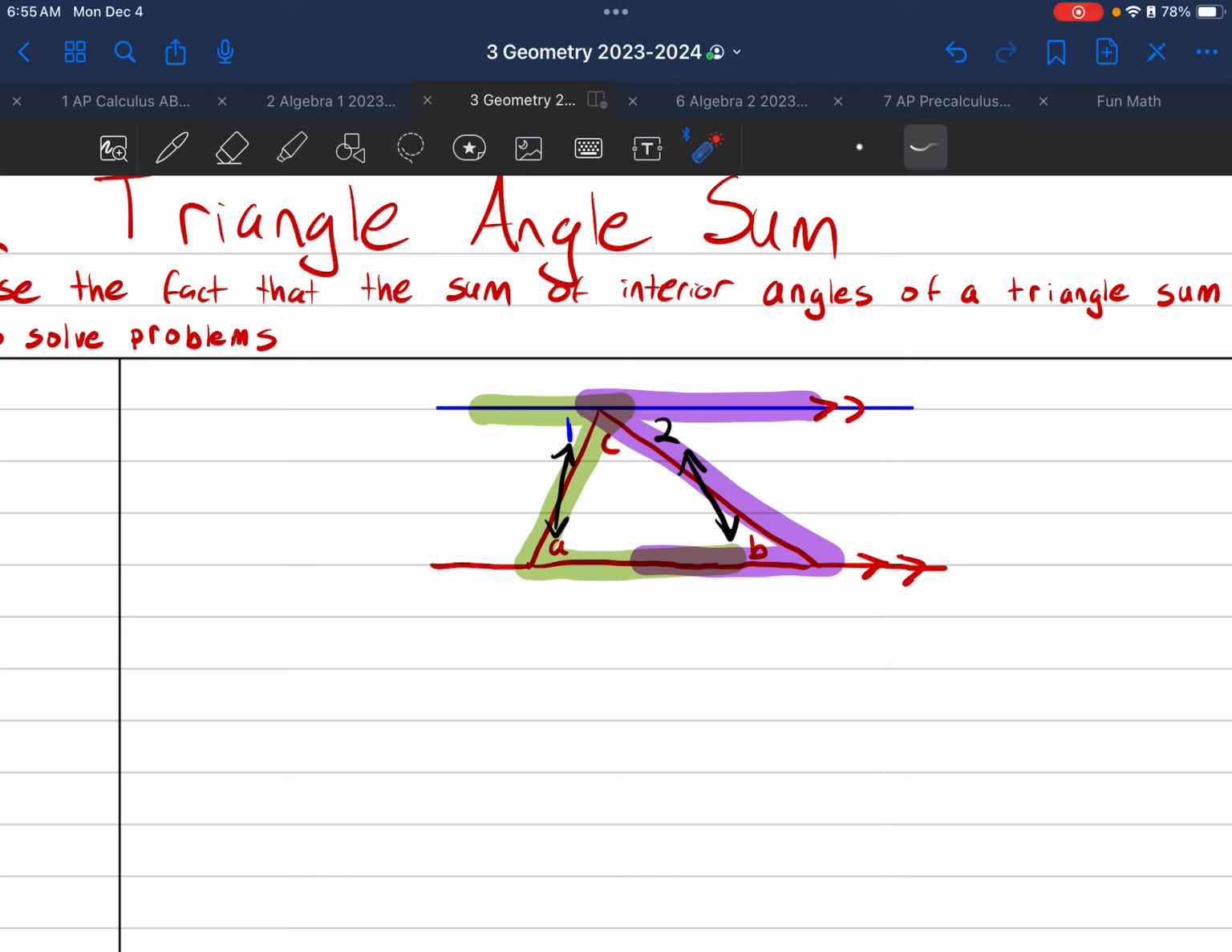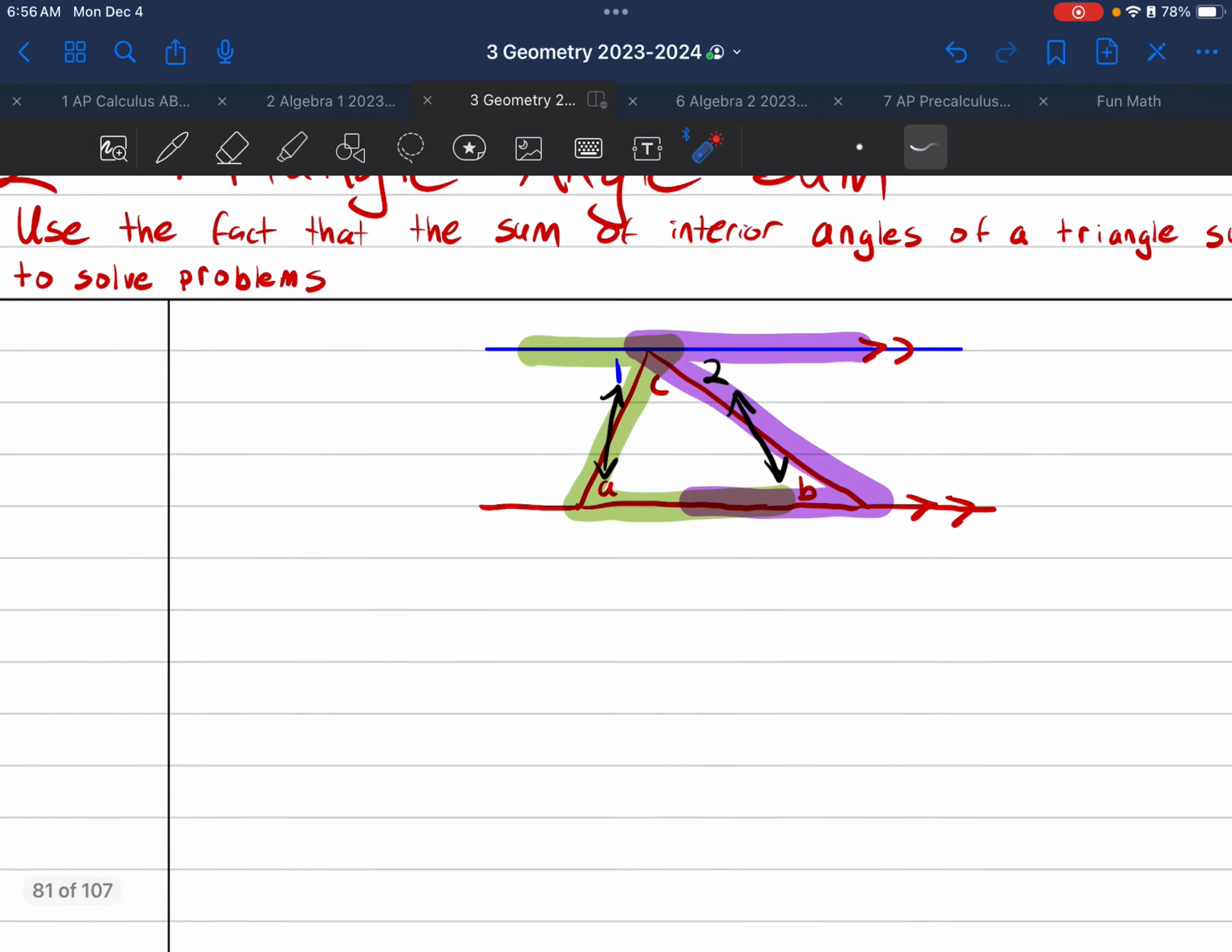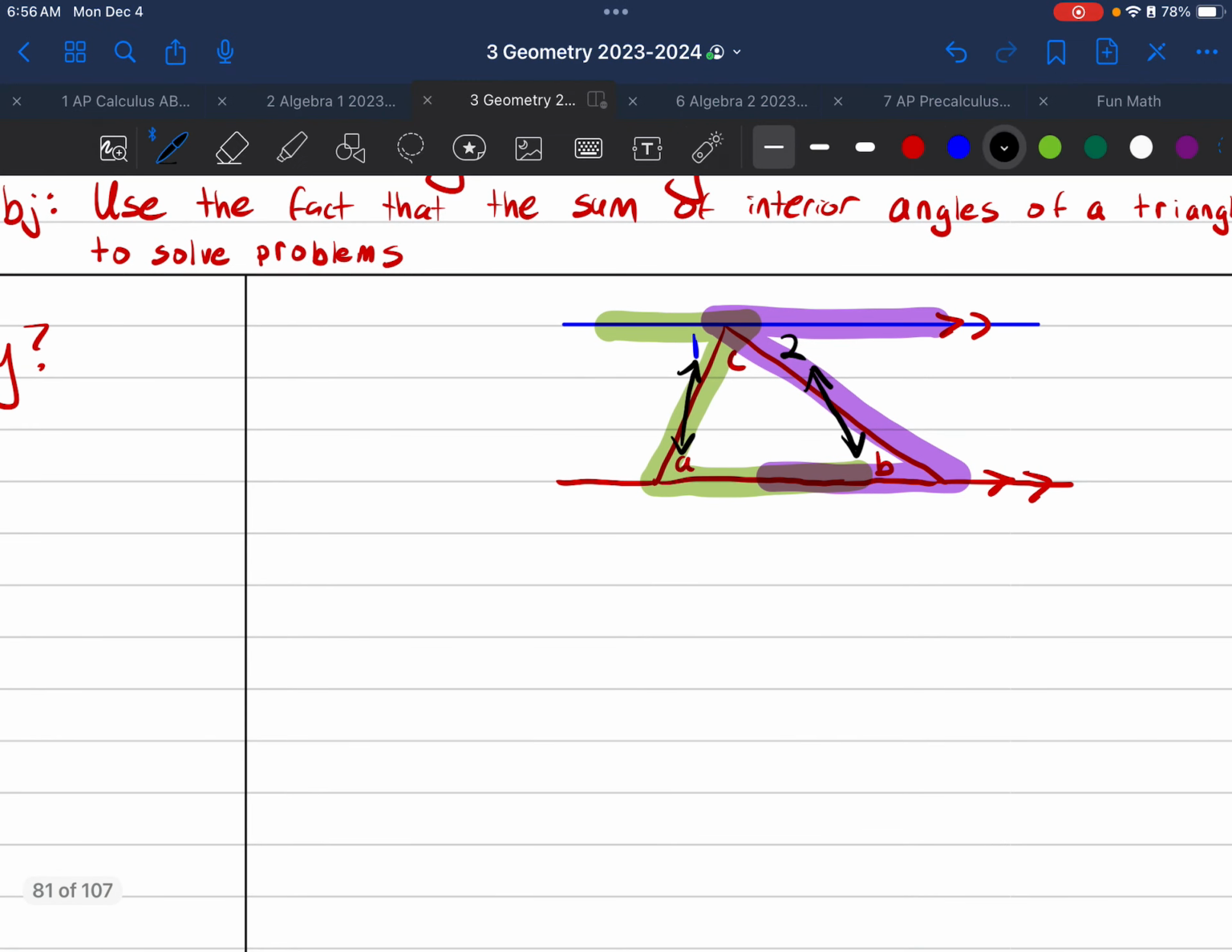And there's my verbal and visual proof, although I would like you to maybe write this down a little bit more formally. This is my general overview. So here's what I'll say for my proof. And you guys will have to practice writing this down as well. So here's our proof.